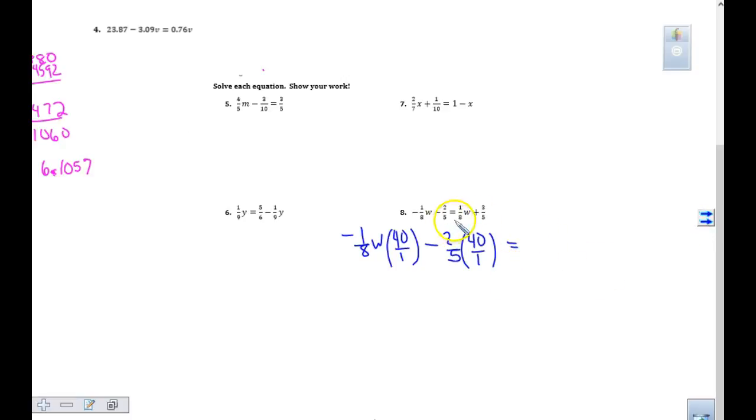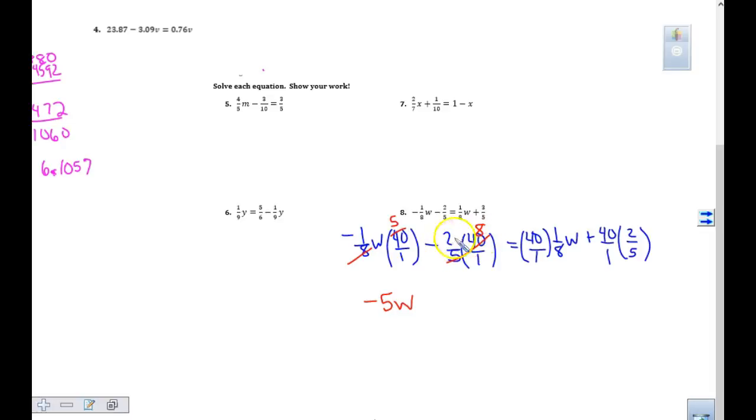And does it matter if I put the 40 behind the w or in front of the 1/8? Does it matter? Now, with some of you, like here I put it behind, some of you prefer to put it in front, it doesn't matter. 40 times 1/8 w plus 40 times 2/5. So the reason we're always putting the 40 over 1 is because we want to cancel. So 8 goes into 40 5 times, and I'm taking -1 times 5 times w, -5w. 5 goes into 40 8 times.